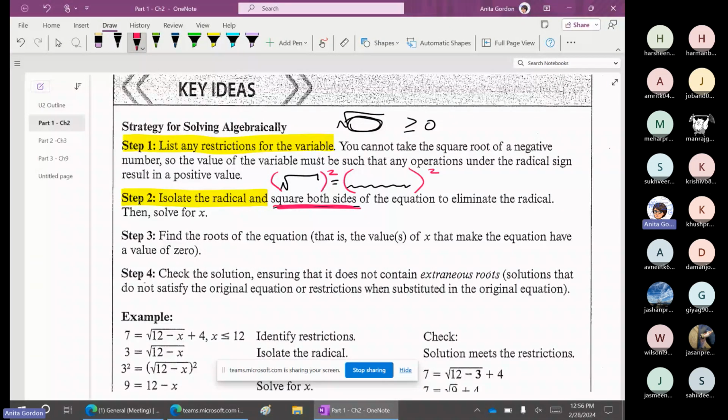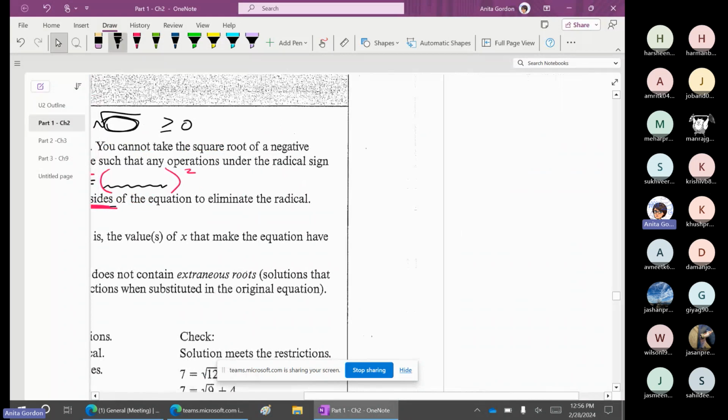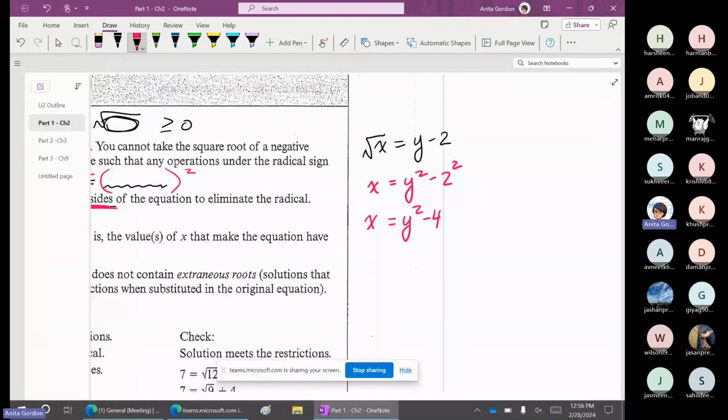Okay, I don't want you to write this part down, but I want to do a little demonstration. I have seen students do something like this. Let's say this is my equation and I'm solving for x. And the student will say, okay, x equals y squared minus 2 squared. They've squared the individual pieces, which means their final answer will be that x equals y squared minus 4.